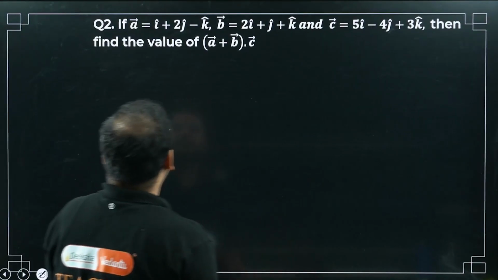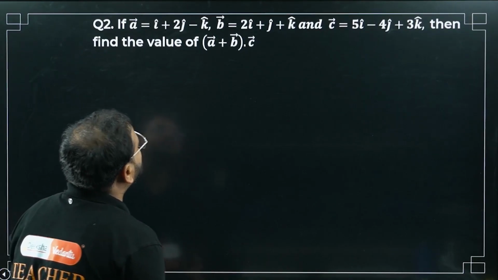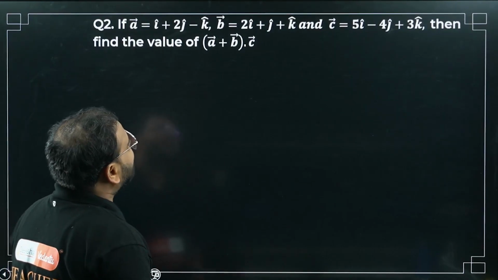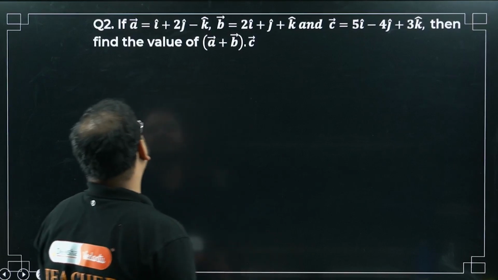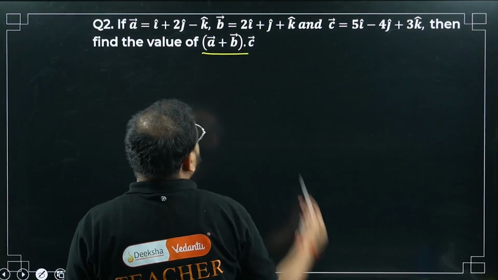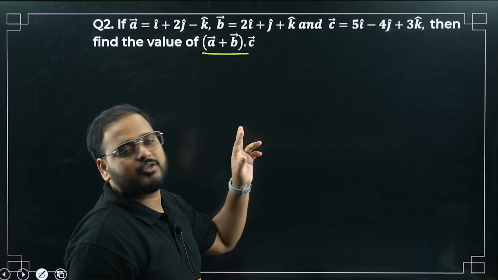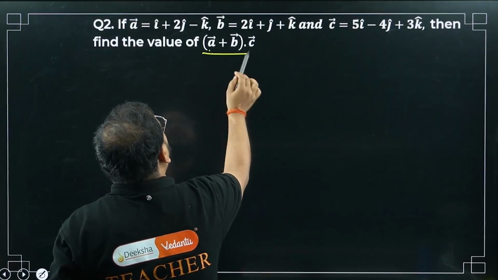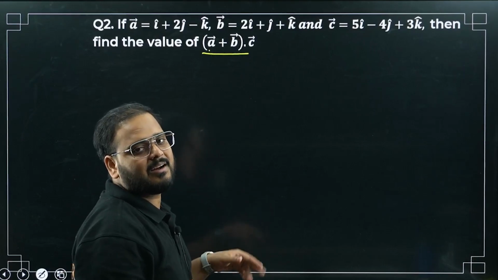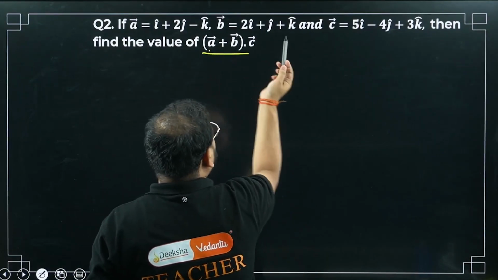Yes. Vector A equals i plus 2j minus k cap. Vector B is like this. Vector C is also given. Then find the value of this, sir. I can do it in 2 ways, right? I can use the distributive property, multiply C with A and then B with C and then add it. But why do that? Just add them and then multiply.